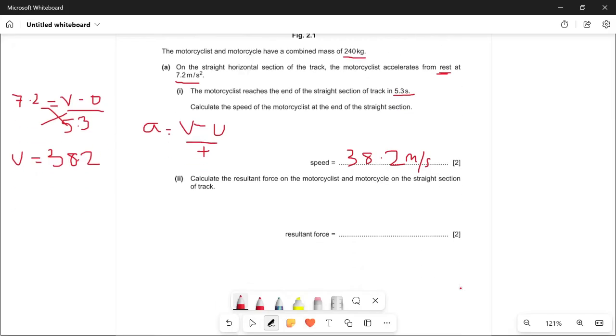The next question. Calculate the resultant force on the motorcyclist and motorcycle on a straight section of the track. So force is equal to mass times acceleration, and we have the mass, which is 240 kgs, and then the acceleration, which is 7.2. So we just multiply them. So 240 times 7.2 would give 1728 newtons. Now don't forget to write the units.